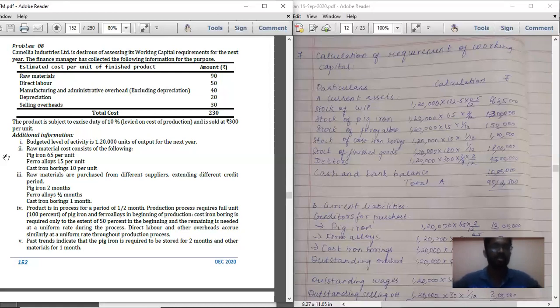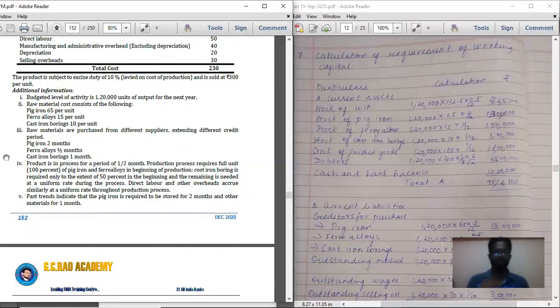And point number 3 is raw materials are purchased from different suppliers extending different credit periods. For each raw material, that is pig iron, ferro alloys, and cast iron borings, there are different credit periods. So you should calculate creditors for each product separately. Creditors for pig iron, creditors for ferro alloys, creditors for cast iron borings. That is how you should calculate the creditors for purchases.